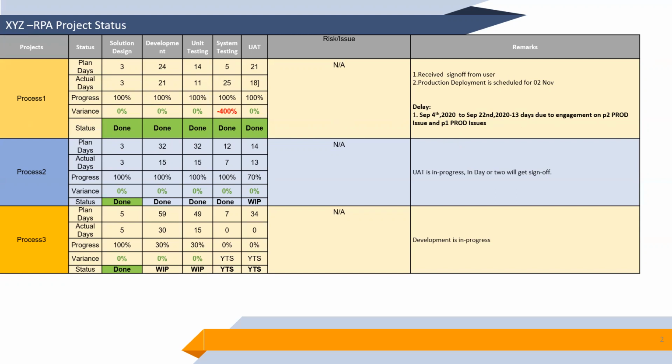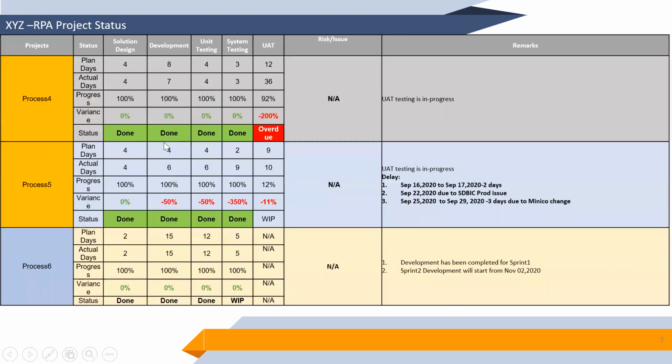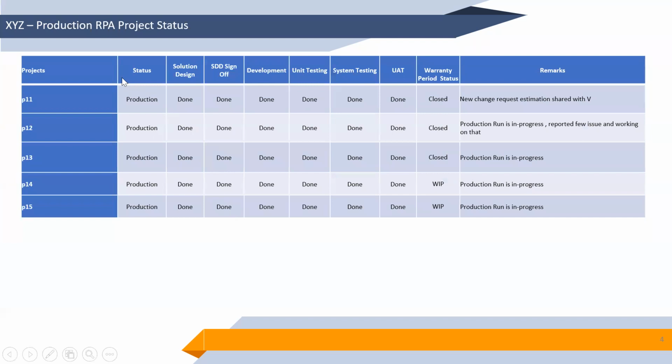Okay guys, so the two ways I was talking about: you have two types of projects, a regular project and a project which you have already deployed in production. The regular projects are the ongoing projects. You can show the status weekly to your higher management. And I'm going to show you the production one.